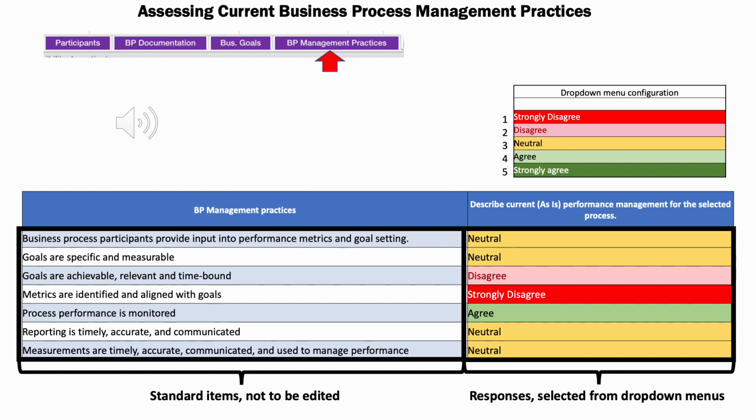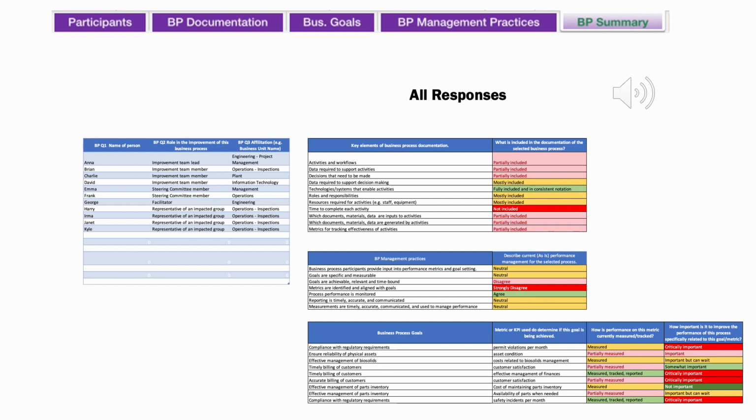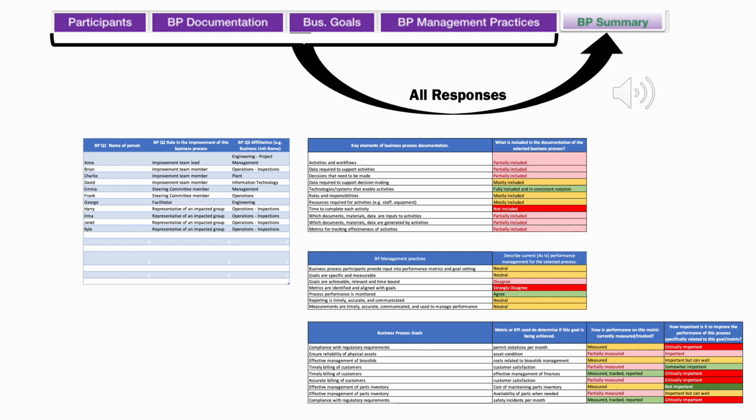This worksheet collects information about several standard aspects of business process management. Responses for each of the aspects are selected by clicking on a cell and selecting from the drop-down menu. The Business Process Summary worksheet includes all the responses that are summarized in a single worksheet.